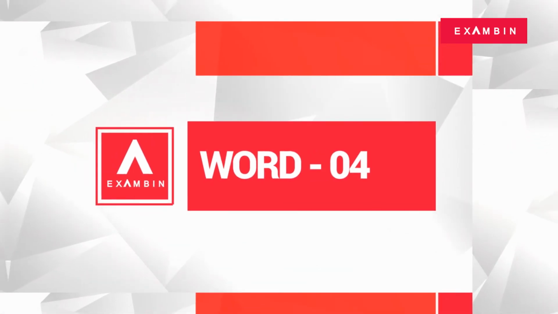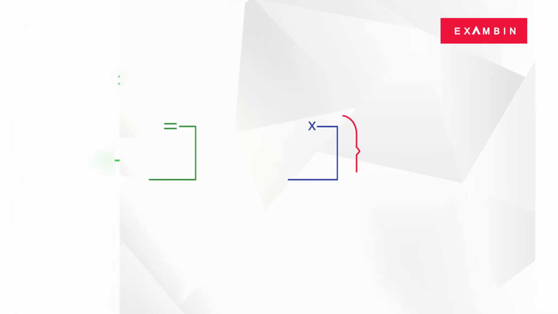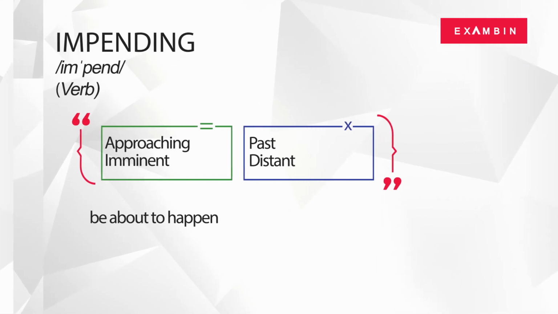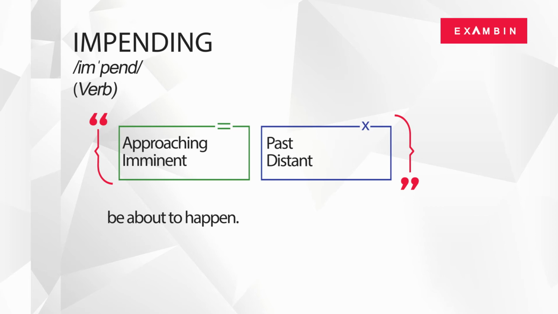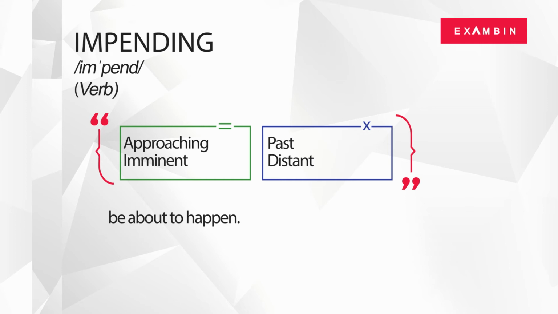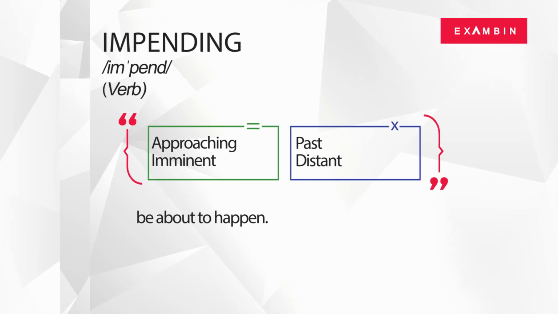The fourth word of the day is impending. The word impending is a verb. The direct synonyms of impending are approaching, imminent. In general context, the word impending means be about to happen. Past, distant are some of the terms referring to the opposite meaning to the word impending. We will see a few examples to understand the word impending better.